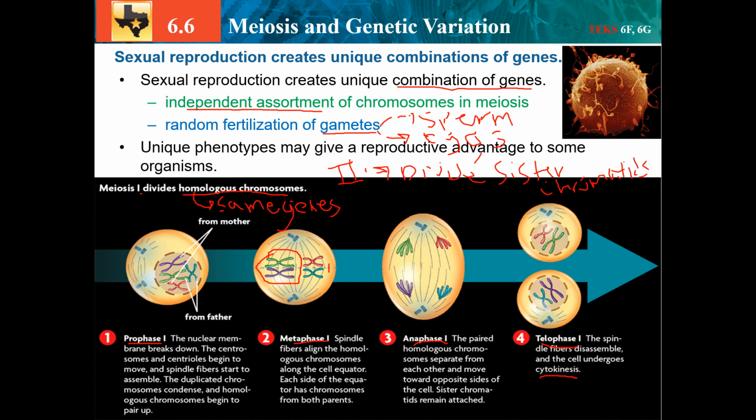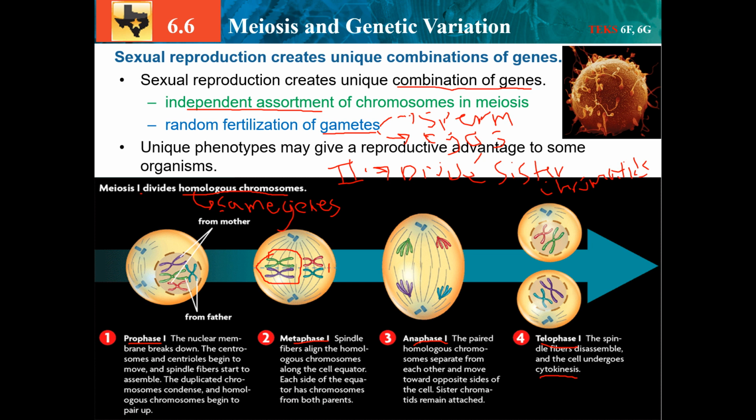So, independent assortment. Independent assortment is referring to what happens when you have these homologous chromosomes, and they're at this equator here. Notice how this green chromosome is right here, and the purple chromosome is right here. Independent assortment says that this purple chromosome could just as easily be where the green chromosome's at, and this green chromosome could be over here. Same for the red and the blue.